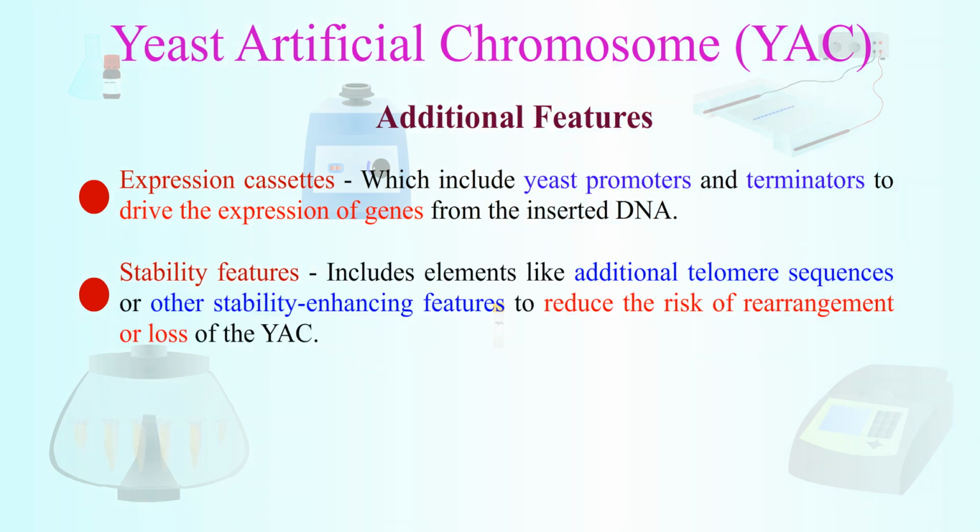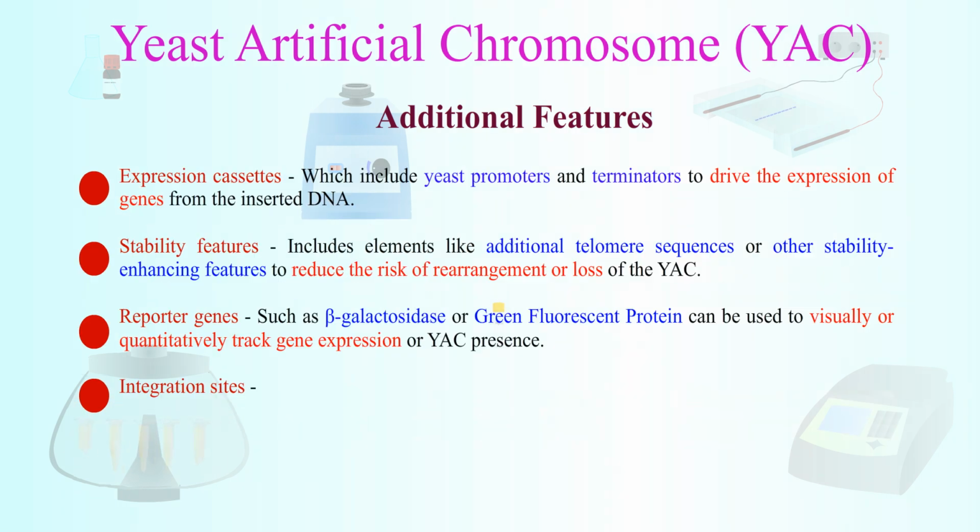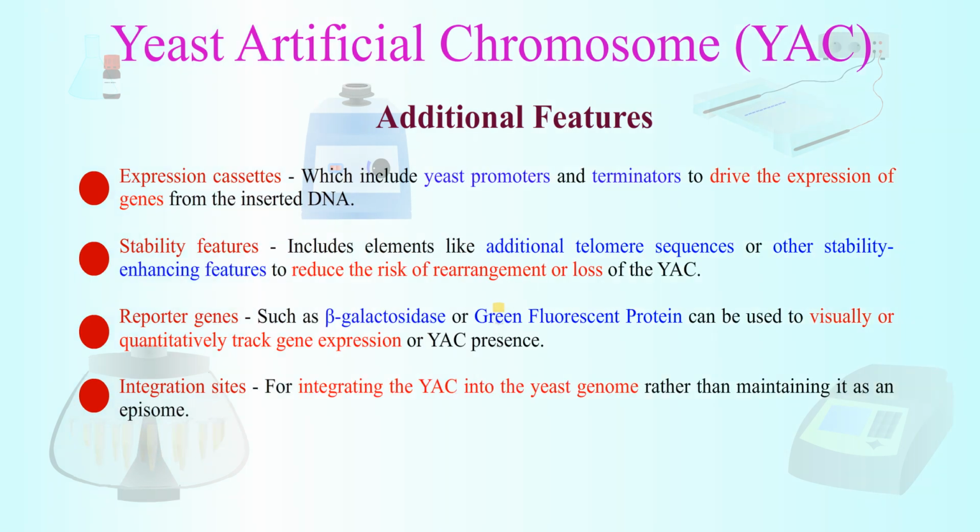Stability features include elements like additional telomere sequences or other stability-enhancing features to reduce the risk of rearrangement or loss of the YAC. Reporter genes, such as beta-galactosidase or green fluorescent protein, can be used to visually or quantitatively track gene expression or YAC presence. Integration sites are for integrating the YAC into the yeast genome rather than maintaining it as an episome.